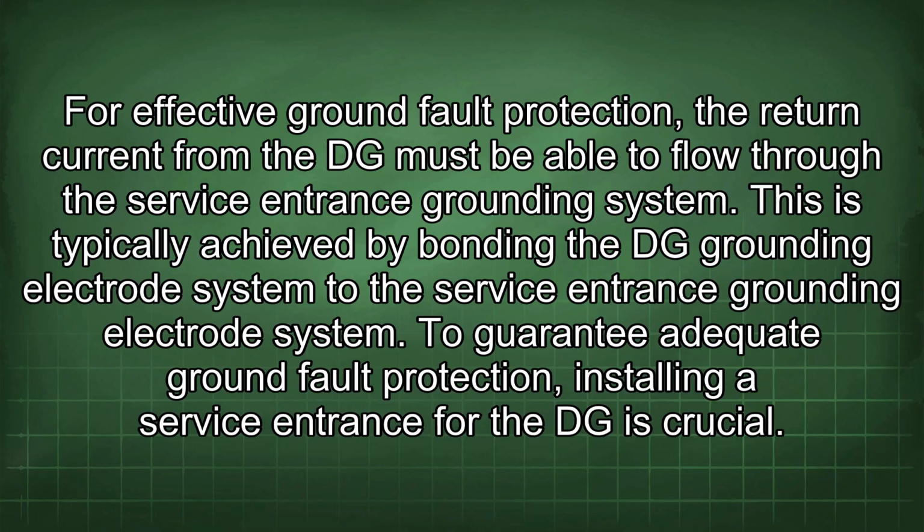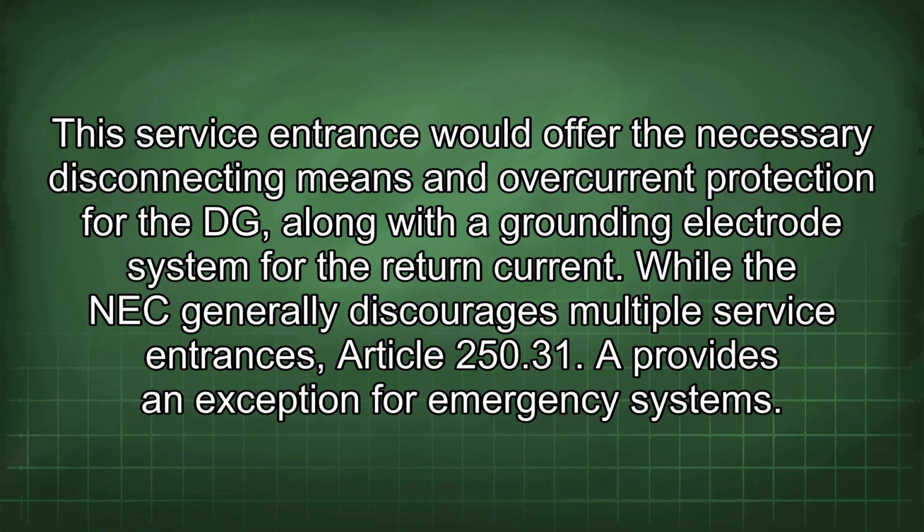For effective ground fault protection, the return current from the DG must be able to flow through the service entrance grounding system. This is typically achieved by bonding the DG grounding electrode system to the service entrance grounding electrode system. To guarantee adequate ground fault protection, installing a service entrance for the DG is crucial. This service entrance would offer the necessary disconnecting means and overcurrent protection for the DG, along with the grounding electrode system for the return current.